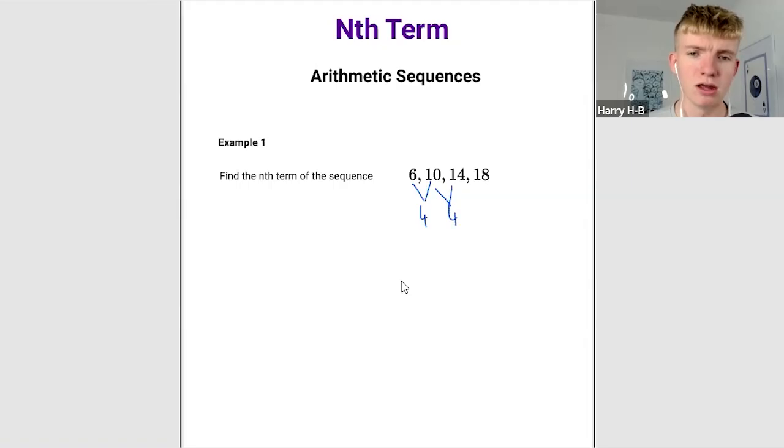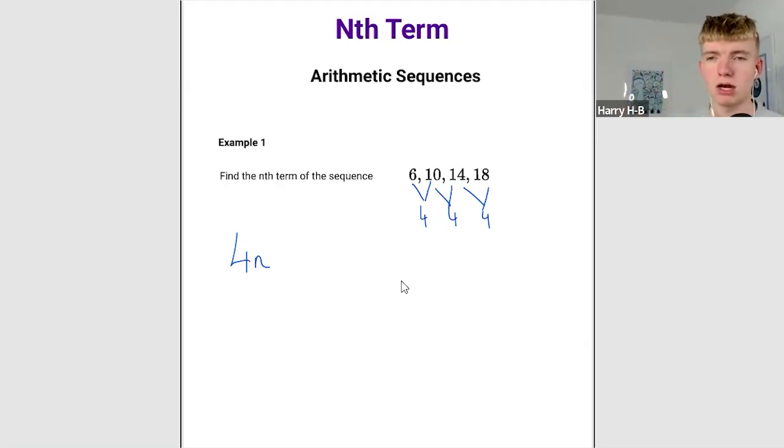So 6, 10, 14, 18. We know it goes up by 4. That means our nth term, or our first part of the nth term of our equation, is going to be 4n. We know that much. And then it's not just going to be 4n. We need either a plus or minus something, okay? Plus or minus a constant.